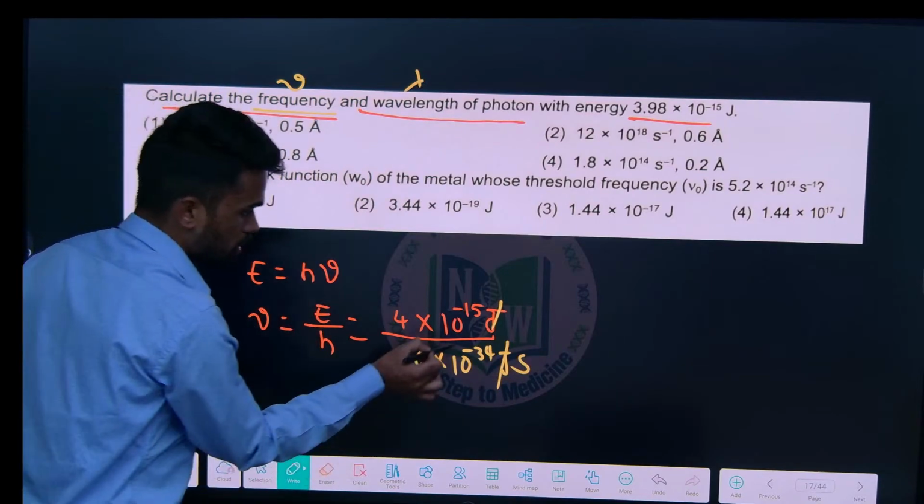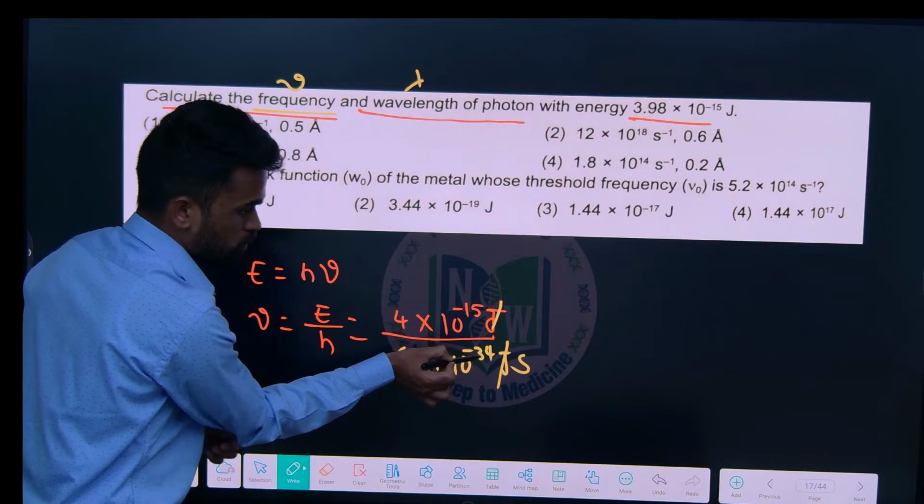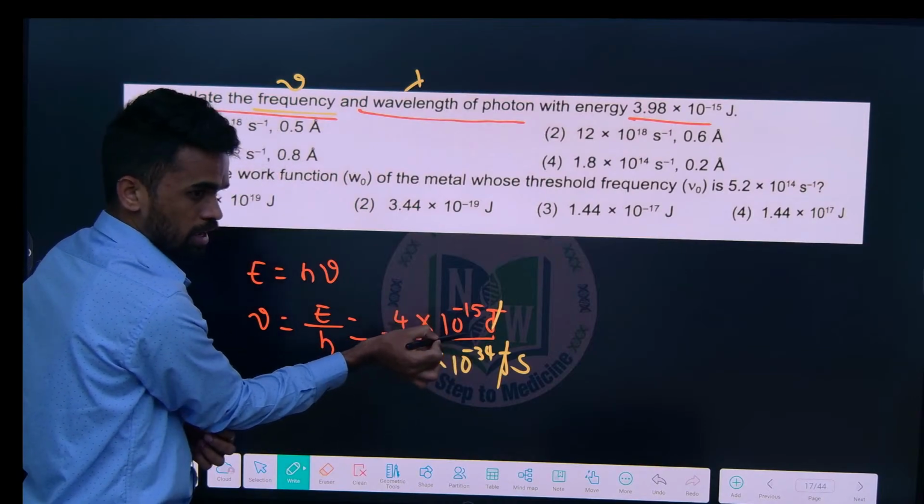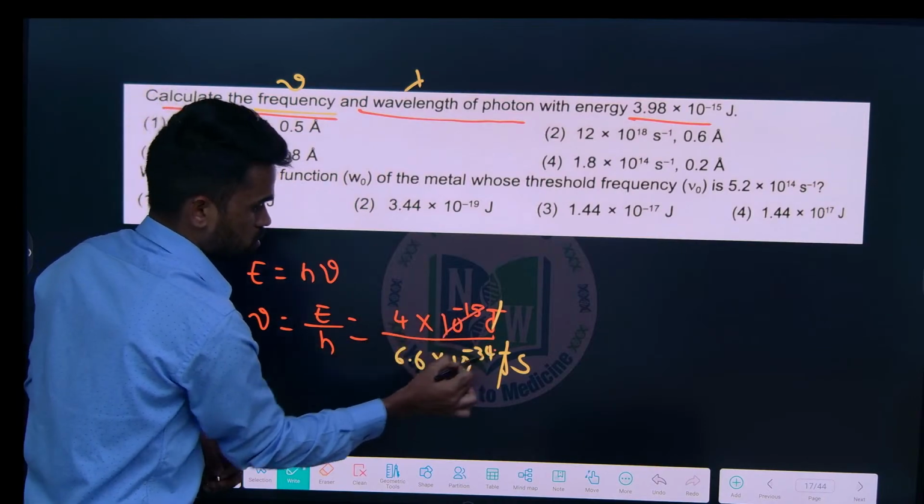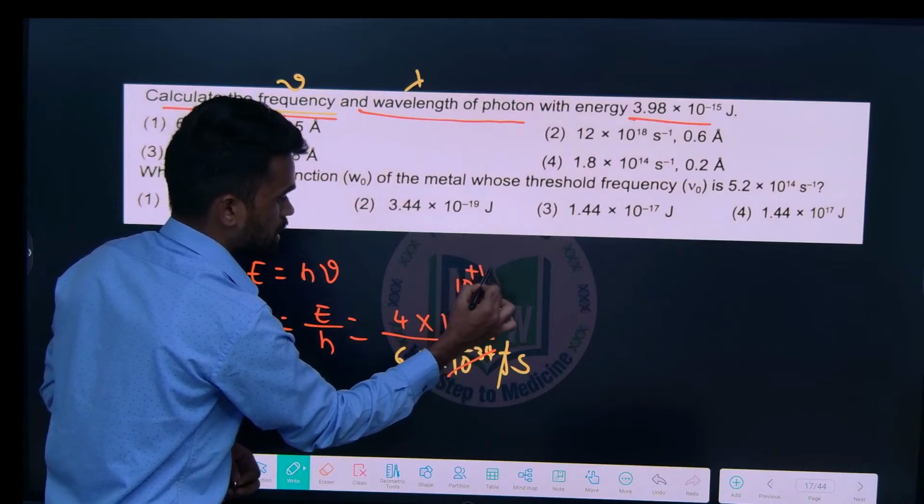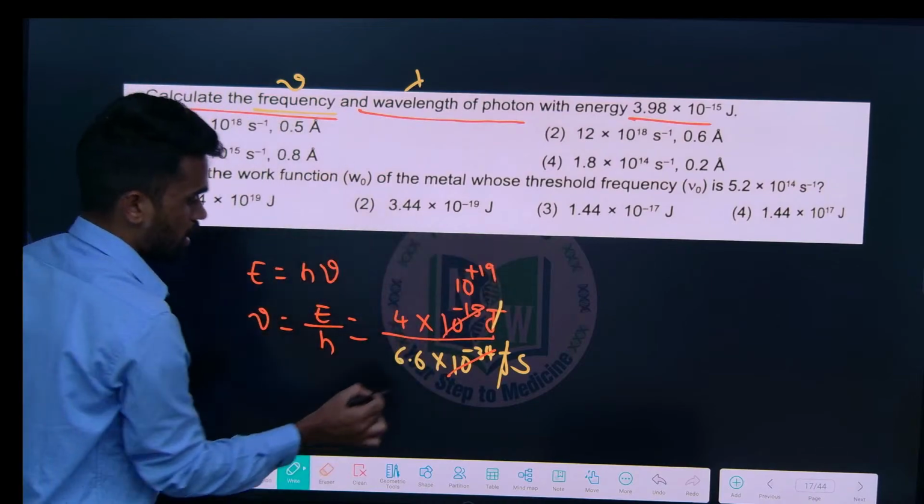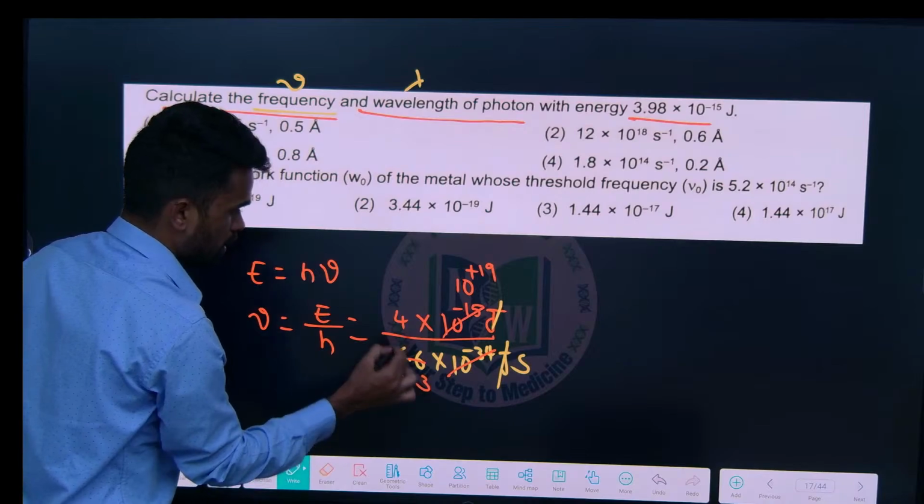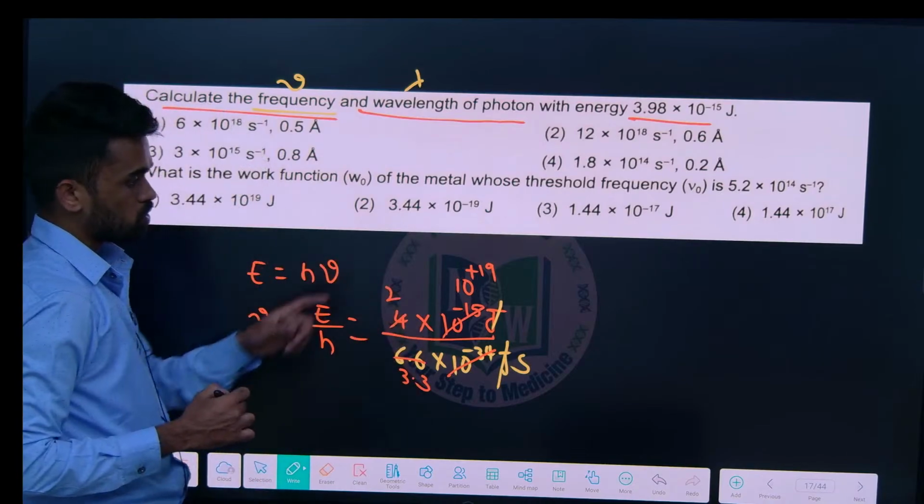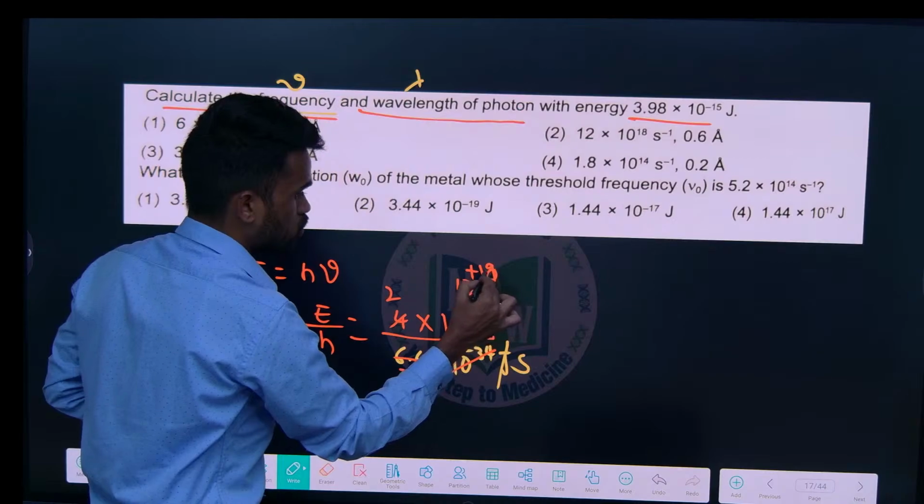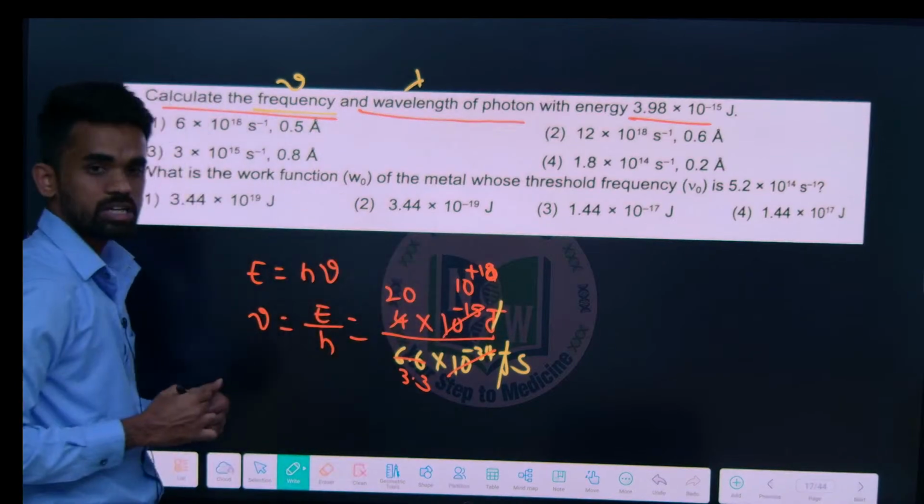Okay. Now here, how much is it? Minus 34 means 24, again 19. So this will be 10 power plus 19 here. That's it. Now 2, 3.3 and here it is 2. So I am writing this as 18 so that I can place 0 here. So 20 by 3.3.